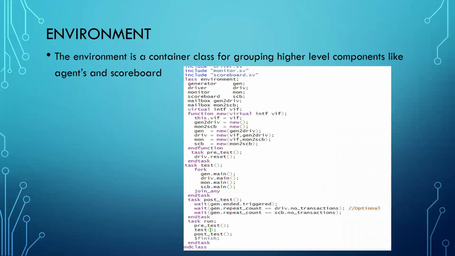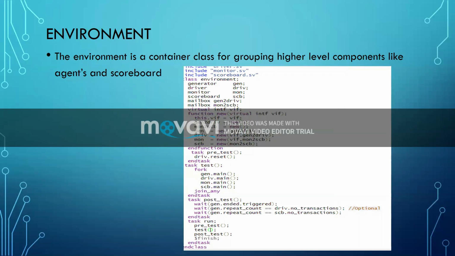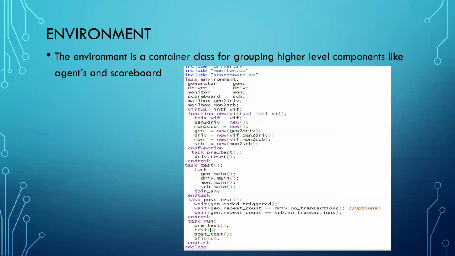This is Rohini. I'm going to explain about the environment, test, and test bench top. First, we move on to the environment. The environment is nothing but a container class for grouping high-level components like agents and scoreboard. The environment creates a mailbox, generator, and driver. The environment shares the mailbox handle across the generator and driver.